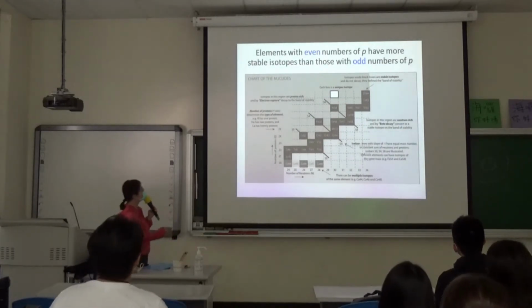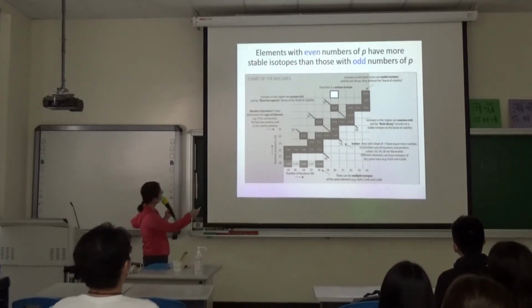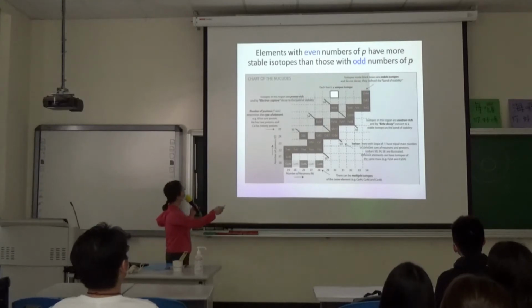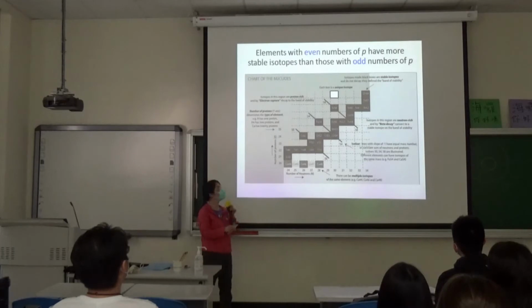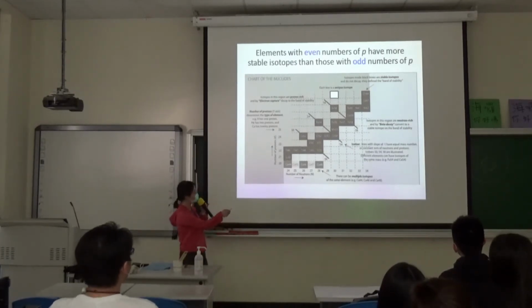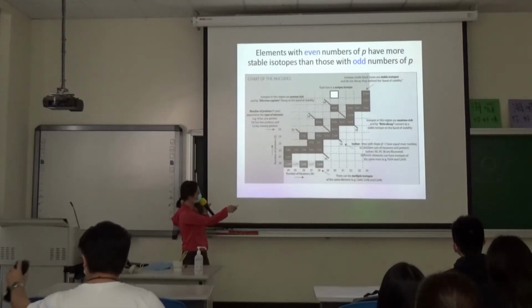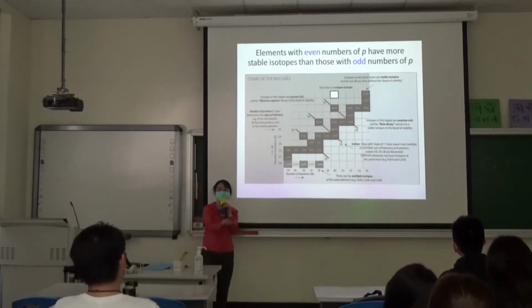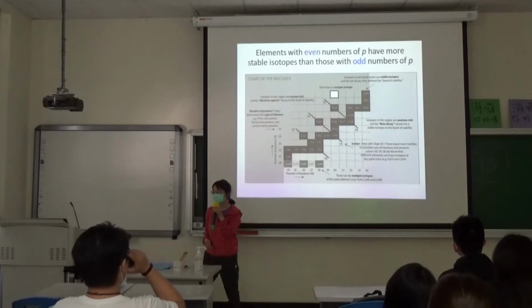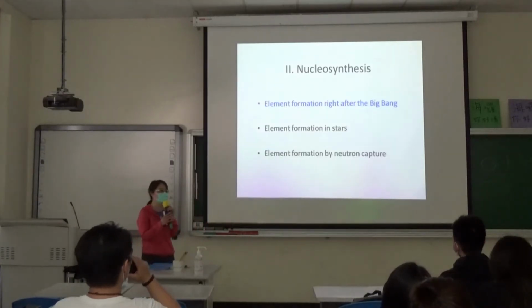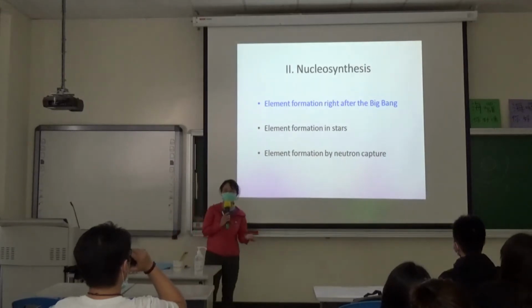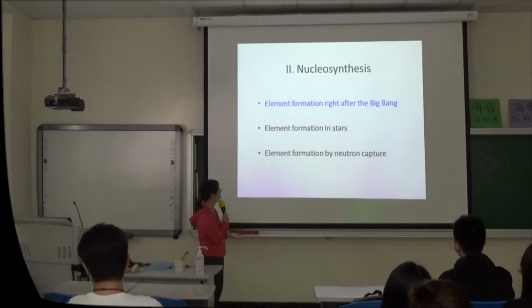Okay. Then there's an observation. Elements with even numbers of protons have more stable isotopes than those with odd numbers of protons. So you will see this is even, odd, even, odd, even, odd. Then there was a question, why? To be honest, I myself, I don't know. I would say that would be something related to the stability of the nuclei. That's my guess.